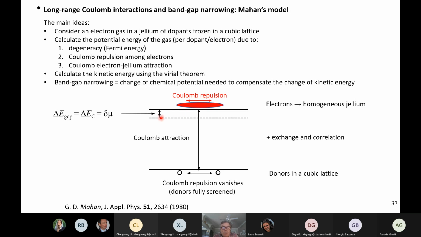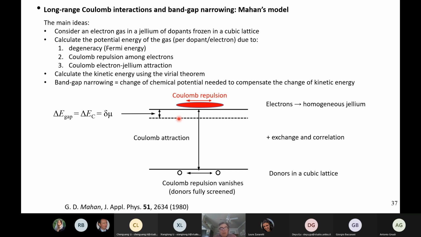So the change in the gap will be given by the change of the Fermi energy that the electron gas will have. If we increase somehow the kinetic energy of these electrons due to the Coulomb repulsion among the electrons, and the attractive interaction between the electrons and the dopants, this potential energy will also increase the kinetic energy by the virial theorem. But since the density of the electrons has to be the same at equilibrium according to the Fermi-Dirac distribution, an increase of the kinetic energy has to be compensated by a change in the Fermi level, and so the shift of the conduction band that you have. And this will be how we calculate the band gap narrowing.